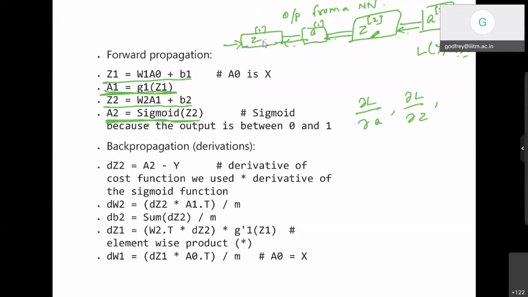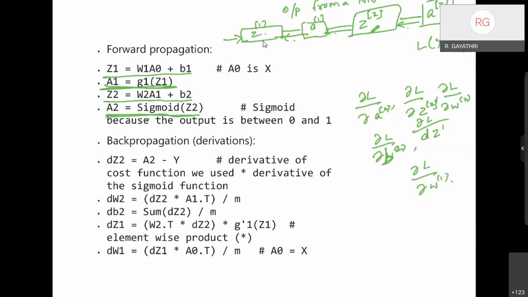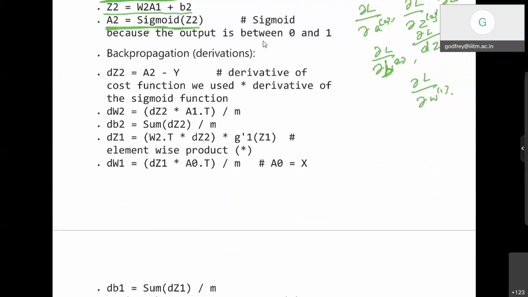Now you also will be computing dou L by dou W2 and dou L by dou B2. Then similarly, you'll be computing dZ1, which is dou L by dou Z1, and dou L by dou W1 and dou L by dou B1, in this kind of sequence.